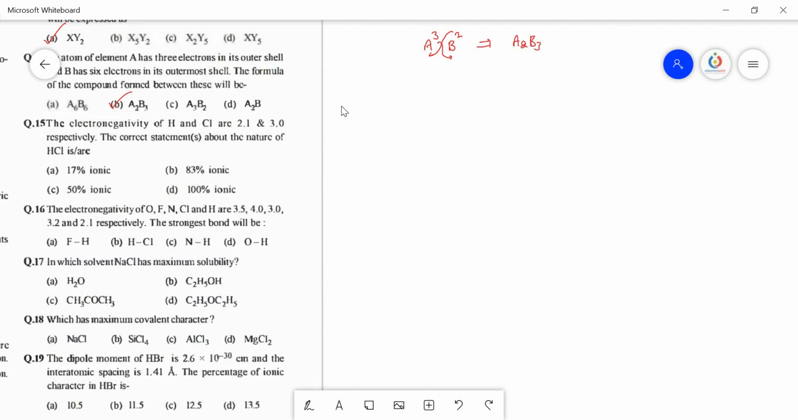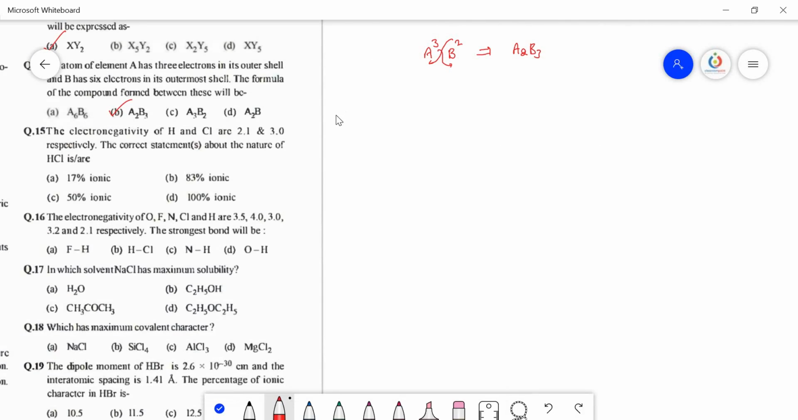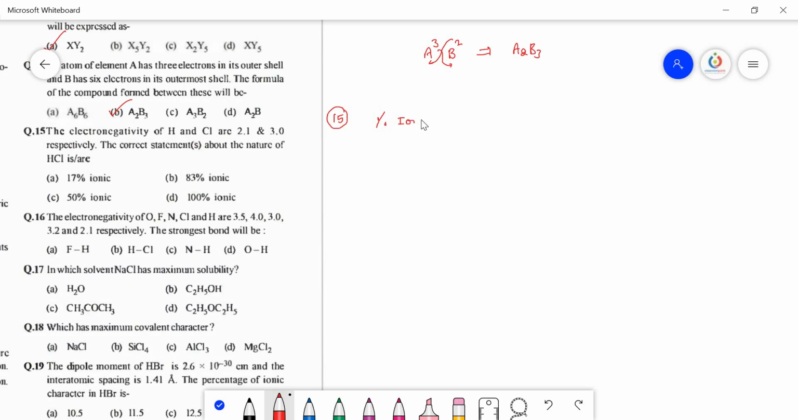So let's try to solve question number 15. Here the electronegativities of hydrogen and chlorine are 2.1 and 3.0 respectively. The correct statement about the nature of the HCl bond is asked; actually they are asking about the percentage of ionic nature of the bond present between hydrogen and chlorine. So there is a formula to calculate the percentage of ionic character.